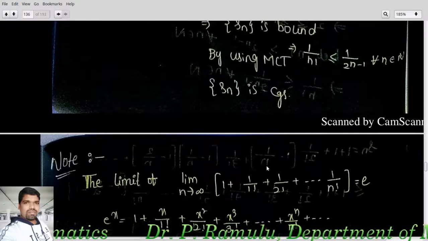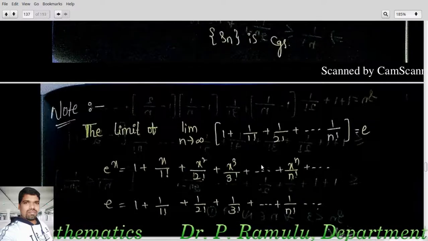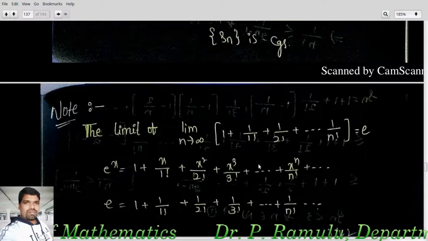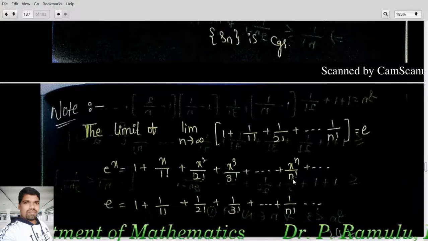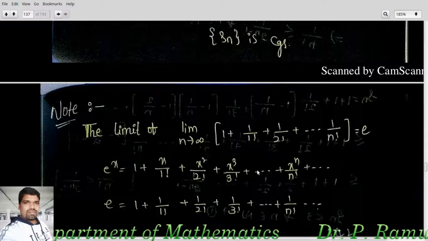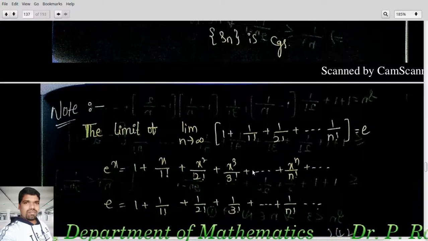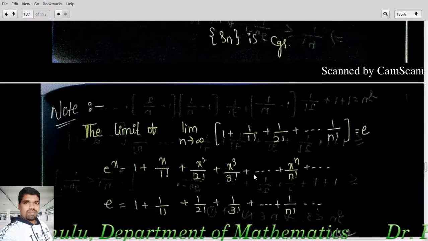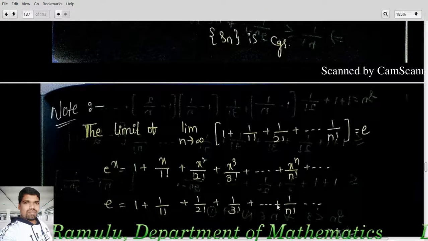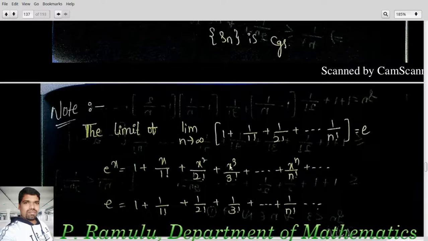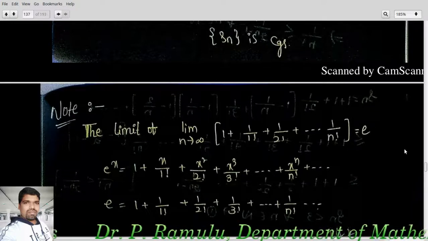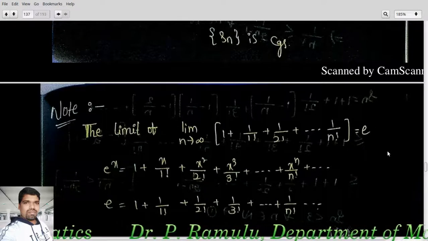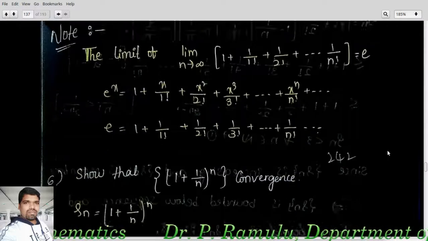We know that e power of x is equal to 1 plus x by 1 factorial plus x square by 2 factorial plus x cube by 3 factorial plus and so on up to x power n by n factorial. If I put x equal to 1 here, 1 plus 1 by 1 factorial plus 1 by 2 factorial plus 1 by 3 factorial plus and so on up to 1 by n factorial equals e. Like that, the limit of this is equal to e. For entrance exams, this is very important to observe.